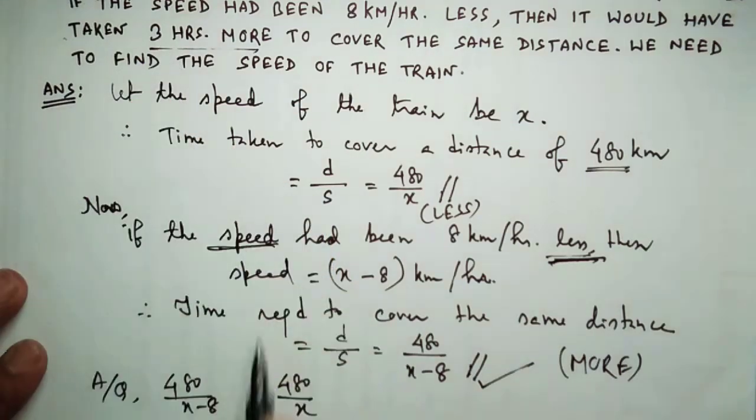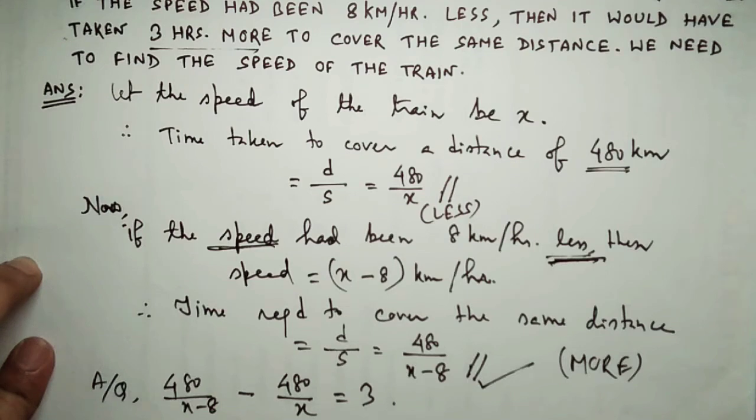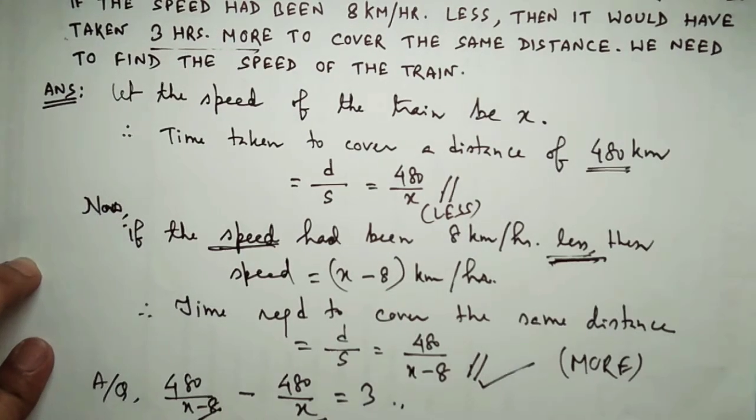How much more? 3. So more minus less. The bigger number minus the smaller number, the difference is how much? 3. So this is according to the question. Once again I repeat, this time is more, this time is less. So the bigger number minus the smaller number, their difference is 3.